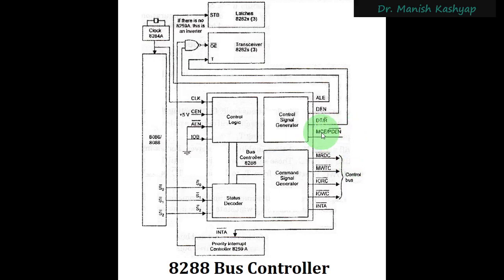Now, what is MCE? MCE is Master Cascade Enable, and this Master Cascade Enable is used to control the mode of operation of another IC, which is called the 8259 interrupt controller, right?